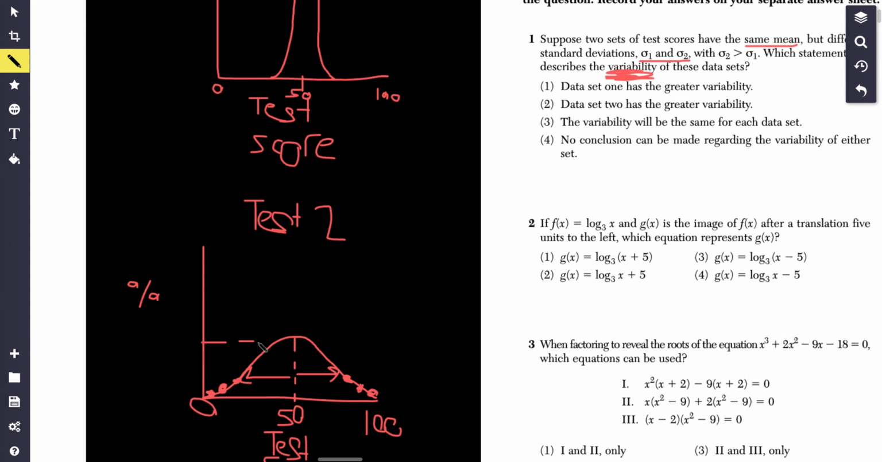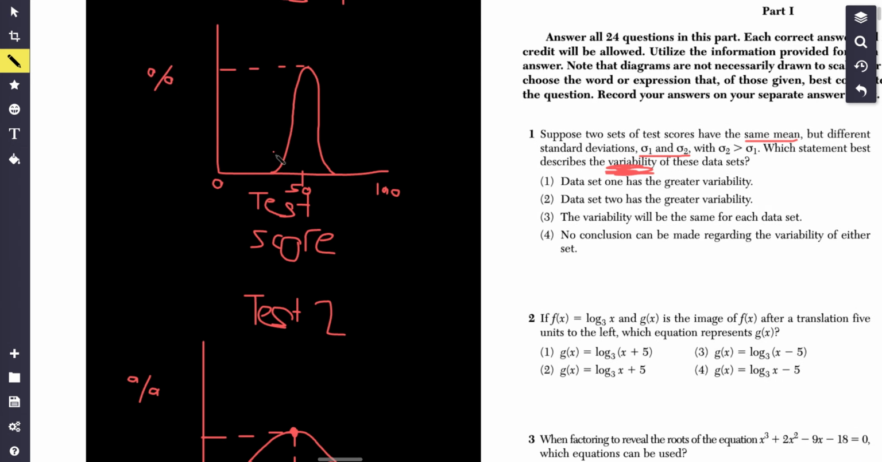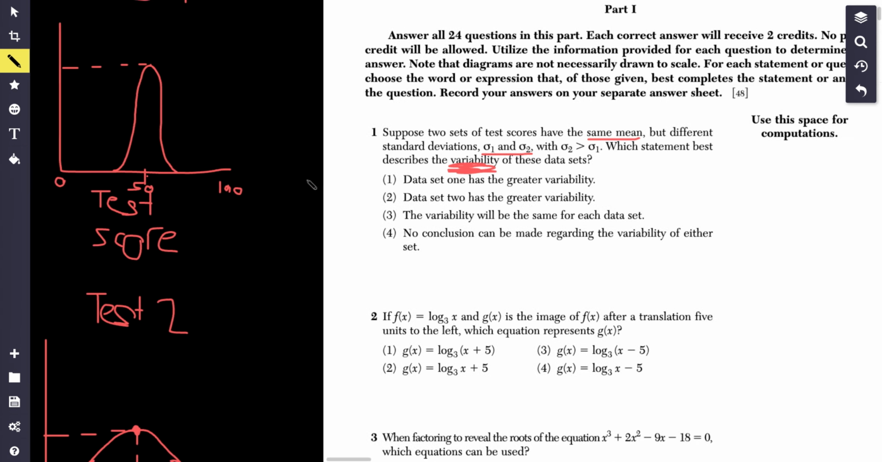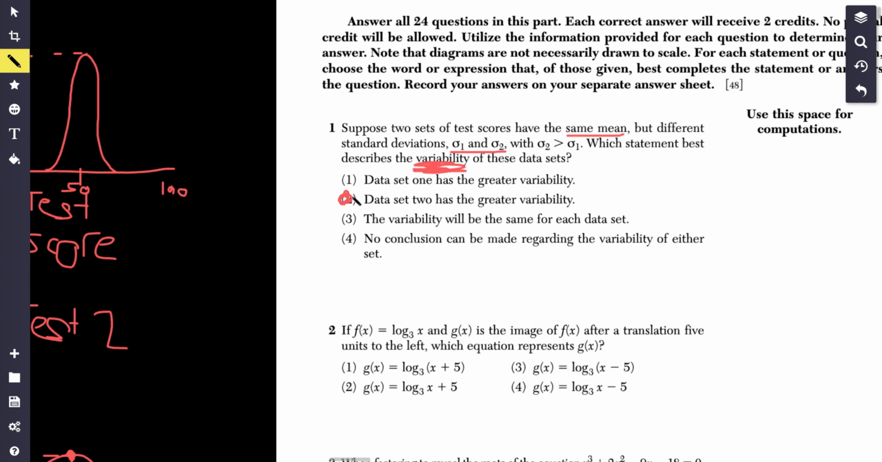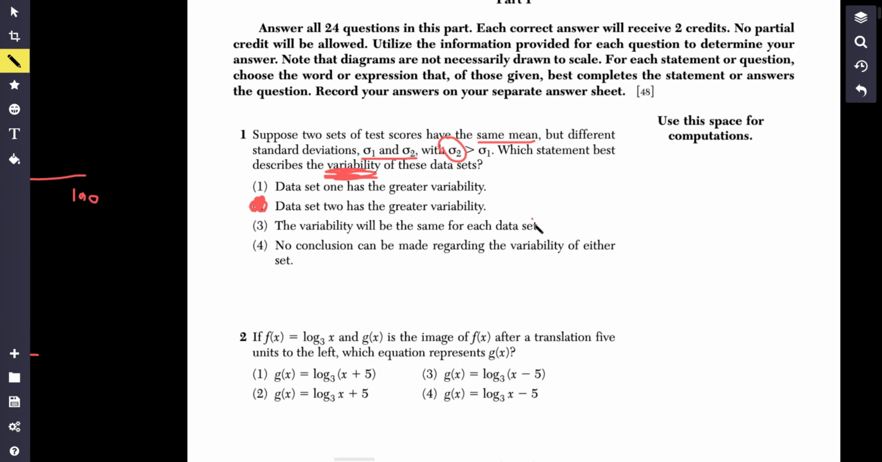So yes, the mean is still 50, but now a smaller percent of students might get 50%. And the data is just spread out over a bigger range compared to this data, which might be more compact. So yes, data set 2 has greater variability. It's basically what standard deviation is. It's a measure of how variable your data set is.